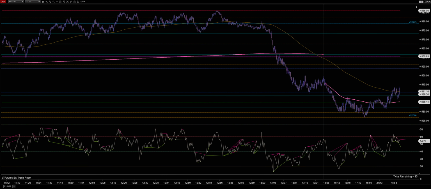So let's go down to the intermediate time frames and start looking at some of the other relevant levels that we'll be pulling back into.